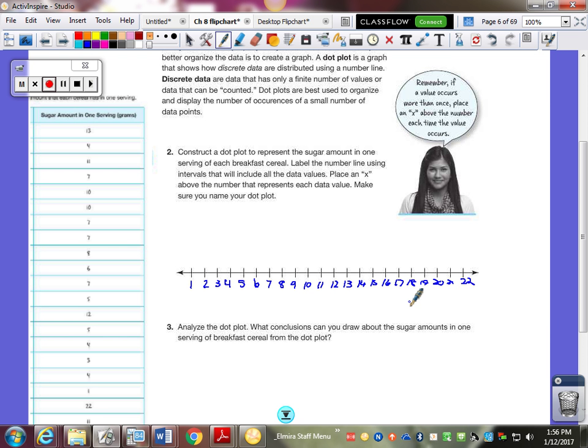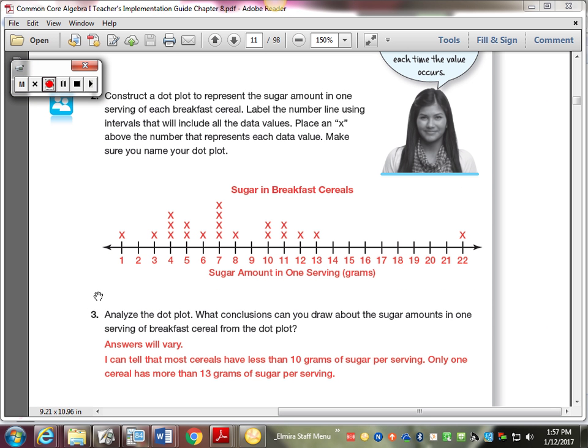And then you're putting an X on top of this number that corresponds with the chart. So 4, 11, 7, 10, and so on until you're done. This is what it looks like when you're all done.